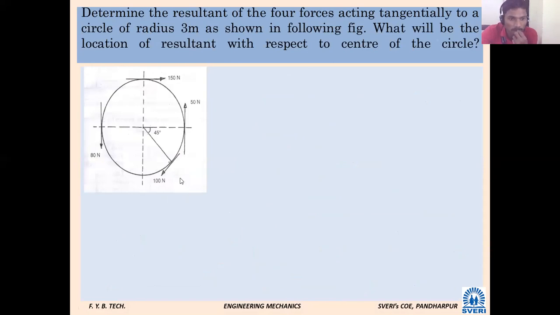This. How many forces are there in this? Four forces are there. Okay. Shall I give answers for your reference?